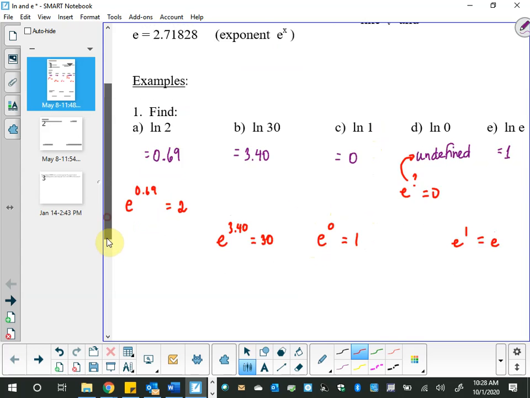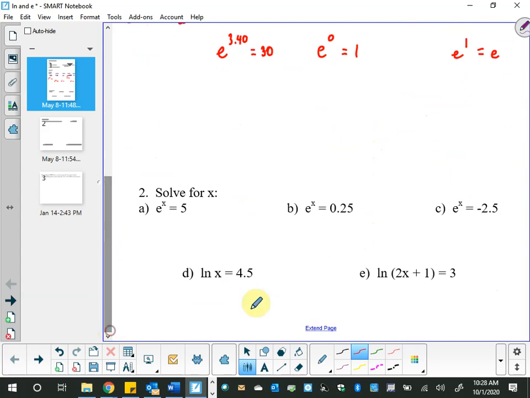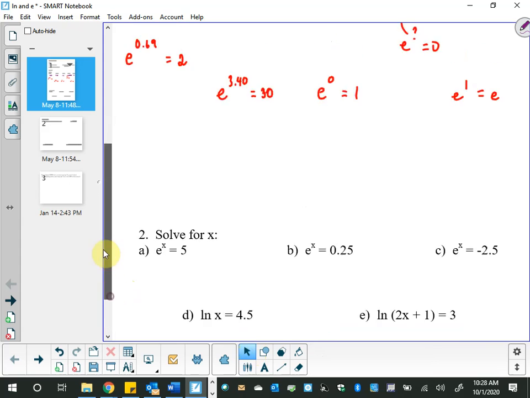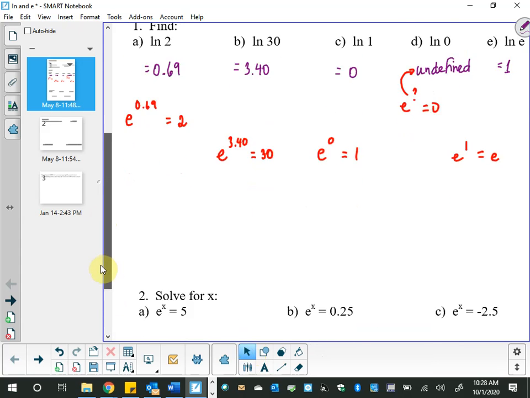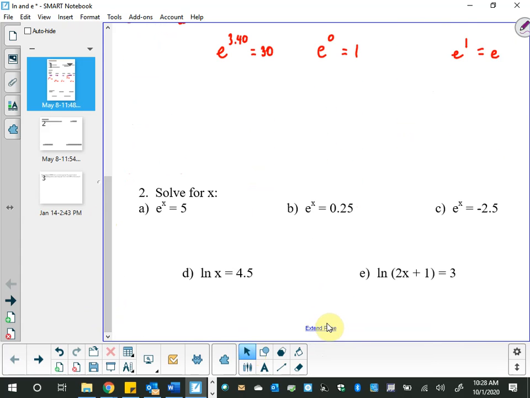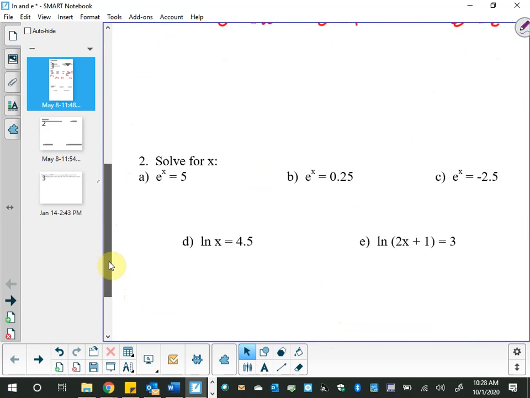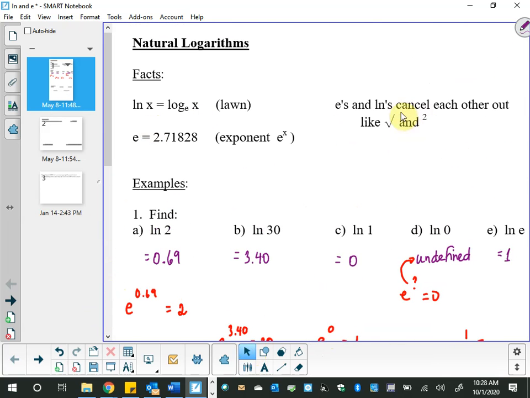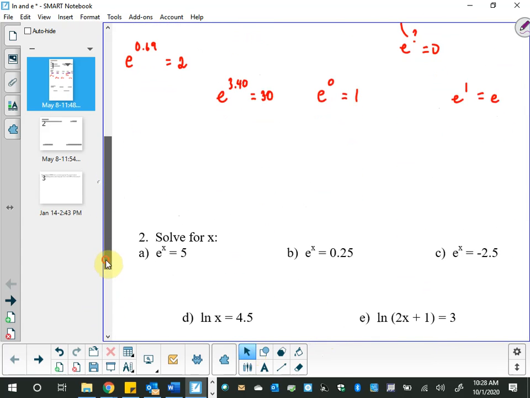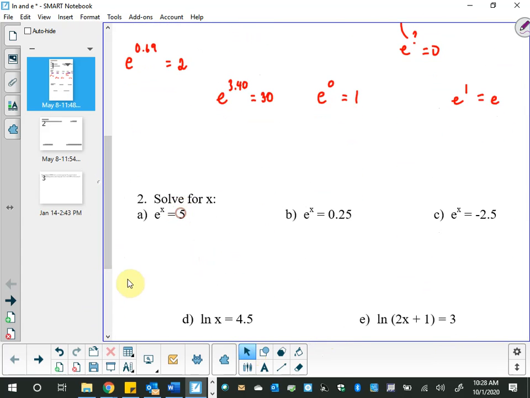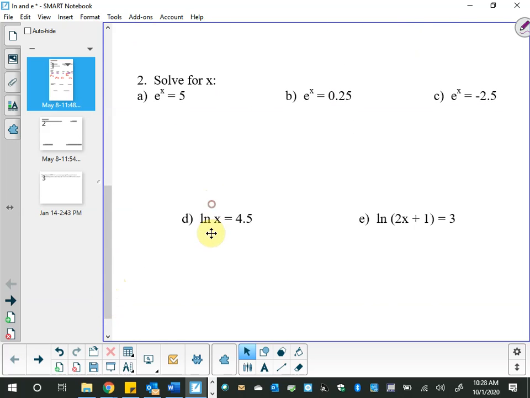All right, let's move on to question 2. And these questions are not find or evaluate questions like number 1. These questions are to solve for x. And this is where I get to teach you how e's and ln's cancel each other out in the not so typical way. So I'm going to put 2 here and move these guys out of the way. Notice that these are all e to the x's and these are all ln x's of some form. So let's do this.